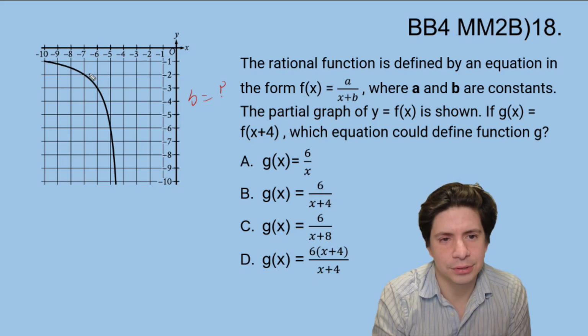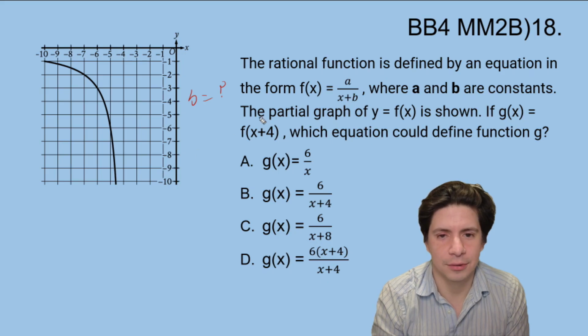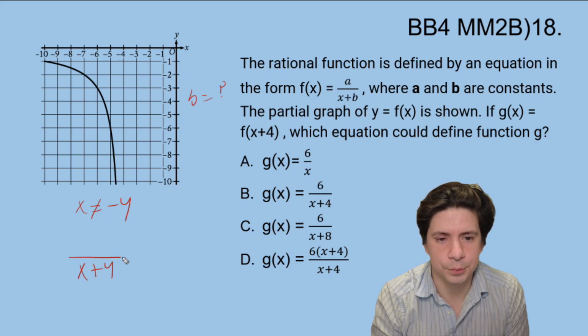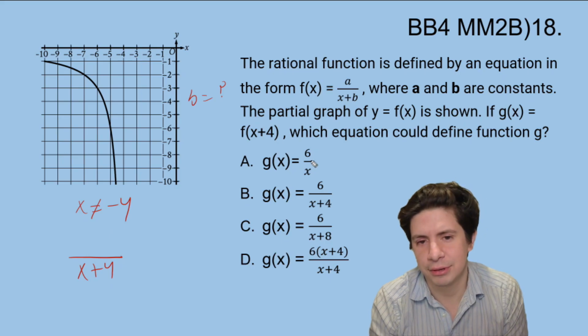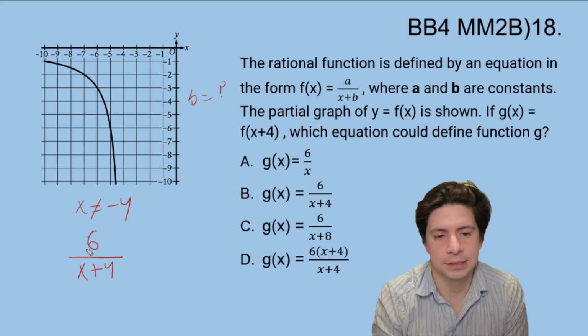So what's causing the bottom going to 0? Here, as it goes to 0, right, we're getting closer, but we don't hit -4. So that means when x equals -4, it's not going to work. So x cannot equal -4. So that means the bottom is x plus 4. Over, and let's look at our answer choices, right? We have 6, 6, 6, 6, 6. So everything is 6 over that, right?